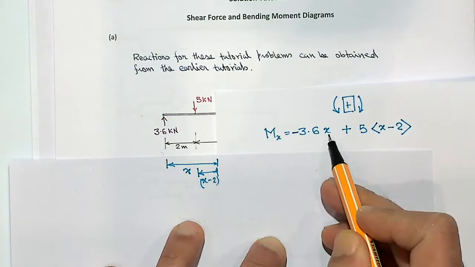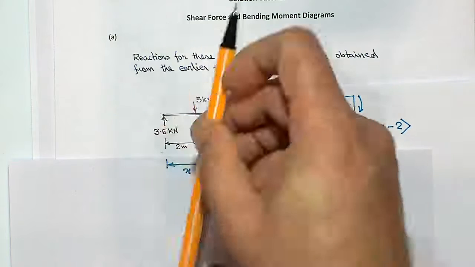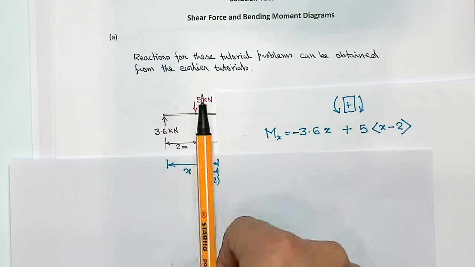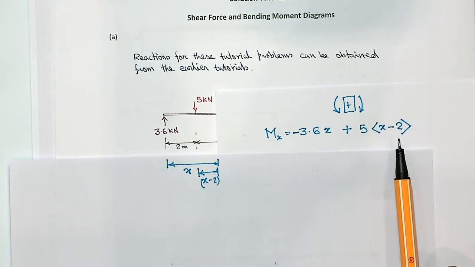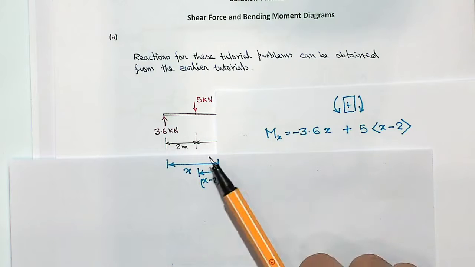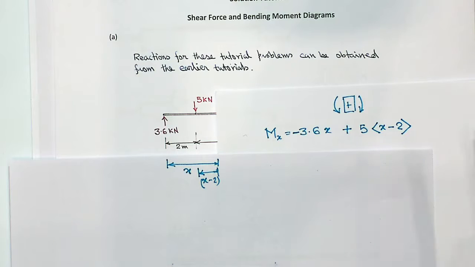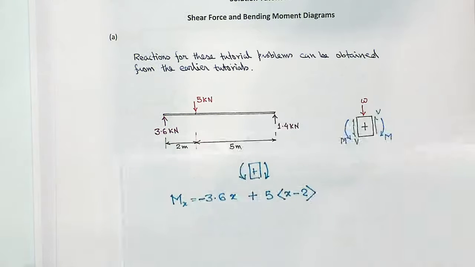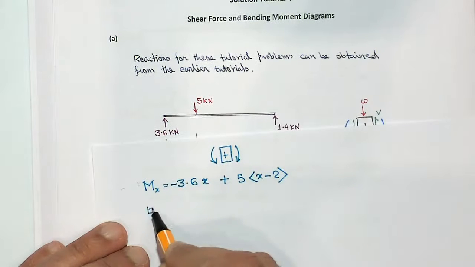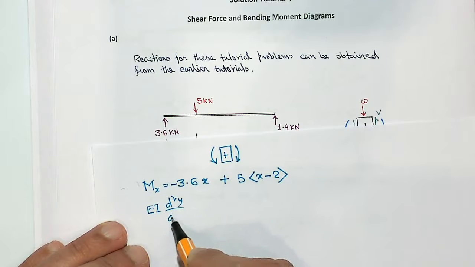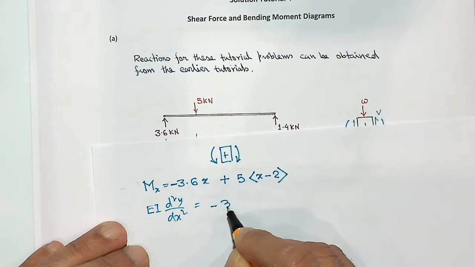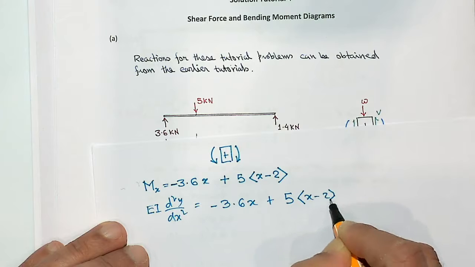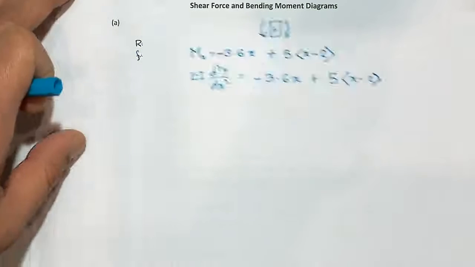So that means the 3.6 kilonewton term would be for any x starting from left to right, but the 5 kilonewton will kick in when x is more than 2 meter, and then that moment is 5 times (x minus 2). And once I have got that, then I can run my analysis. So I can put EI d2y/dx2 as this moment: minus 3.6x plus 5 times (x minus 2). And I can then integrate it twice.